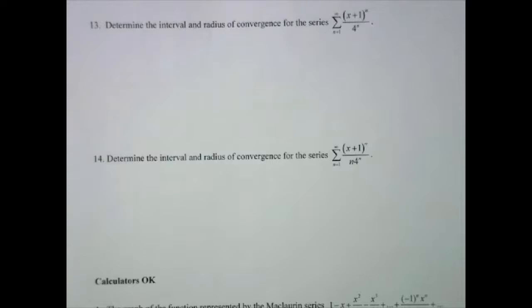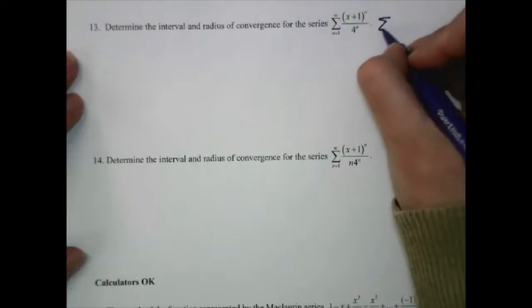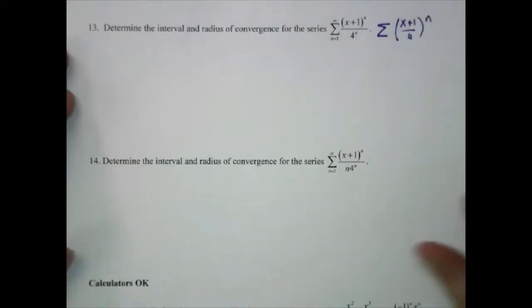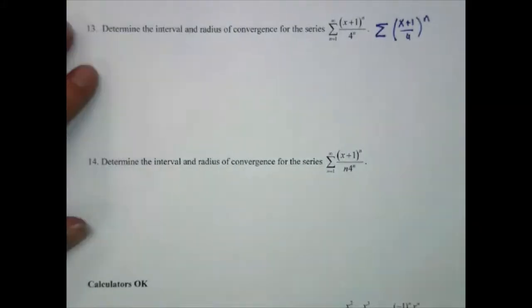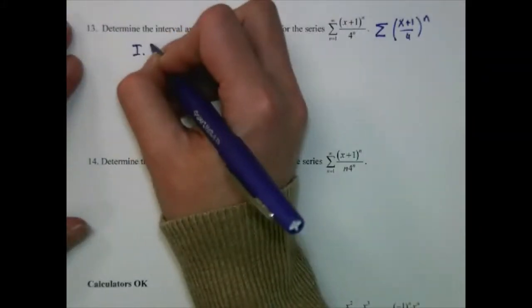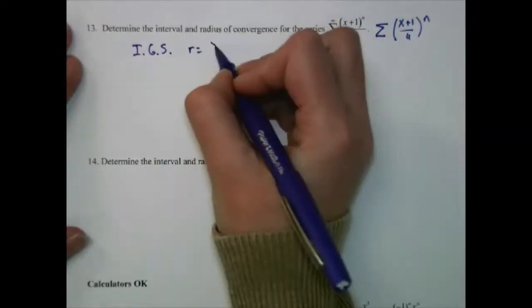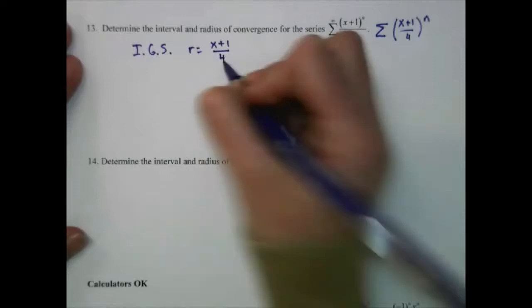Okay, looking at these next two, they are asking for the interval and radius of convergence, and these two series look super, super similar. The difference is this one has an n in the denominator, this one doesn't. This one is the series, if I combine these, x plus 1 over 4 to the n, making it an infinite geometric series, which makes our interval and radius fairly simple. Okay, the common ratio here is going to be x plus 1 over 4.